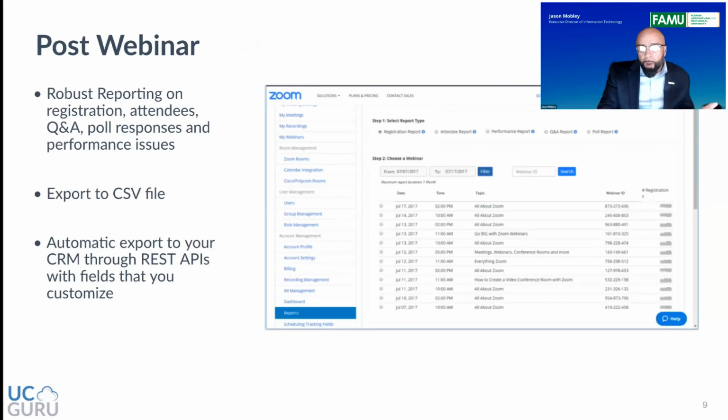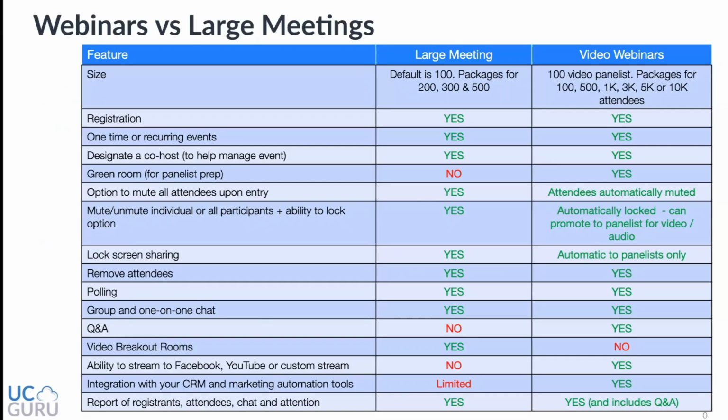Now, post-webinar, there is robust reporting for registration and attendees. You can even see all the questions in the Q&A. You can see the poll responses, and you can see if anyone had any performance issues. Yes, you can export that file to a CSV file, and then you can automatically export to your CRM through REST APIs with fields that you can customize.